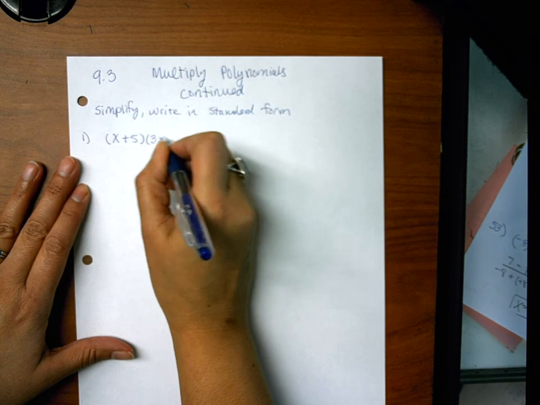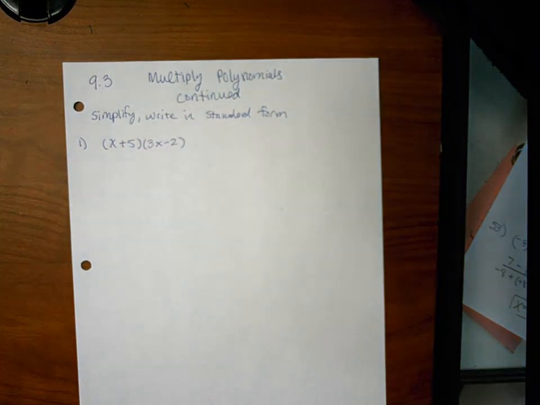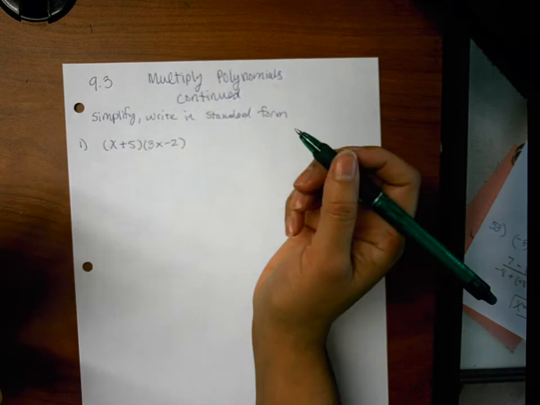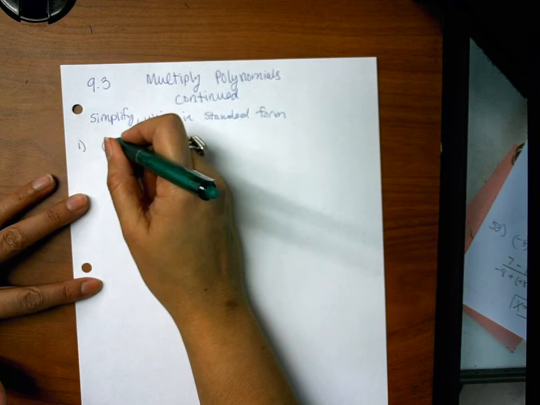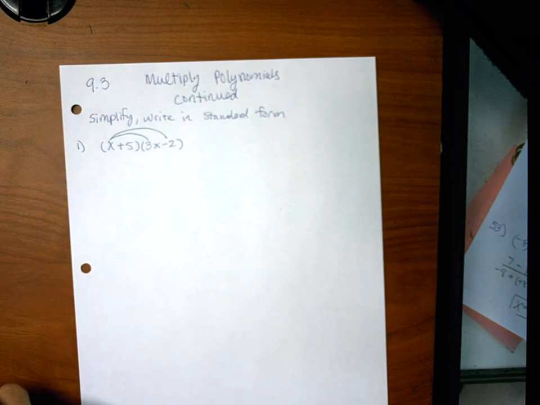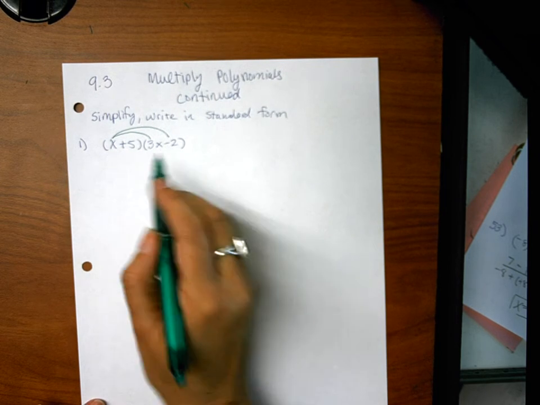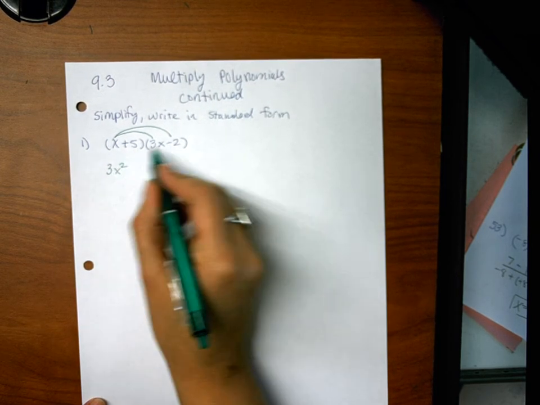Number 1. The quantity of x plus 5 times the quantity of 3x minus 2. Okay, so we call this double distribution when we did this last week, which is what we're going to continue. I also talked to you about the FOIL method and the window method, all of which work. I'm going to continue calling it double distribution. I multiply the x first to both of them.